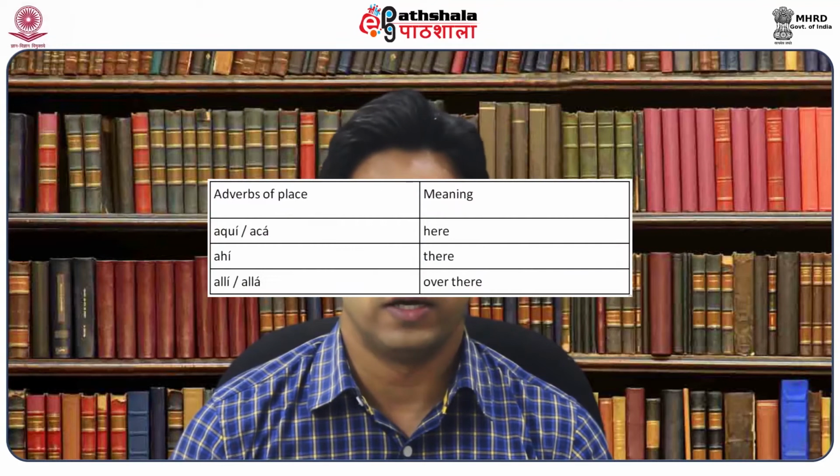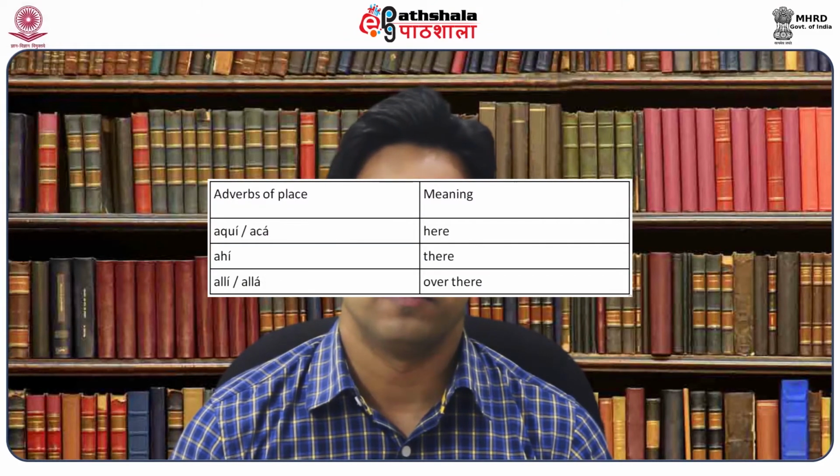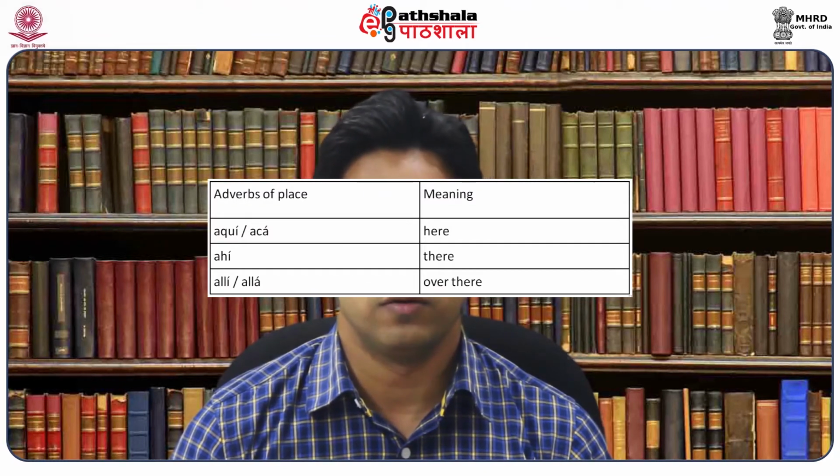After having talked about demonstrative determiners, let's see what are demonstrative adjectives. Now, demonstrative adjectives are often used with the adverbs of place, which also have three different degrees of distance. They are aquí or acá, meaning here, ahí, meaning there, and allí or allá, meaning over there. So these were adverbs of place. Well, let's understand the same with the help of some examples.